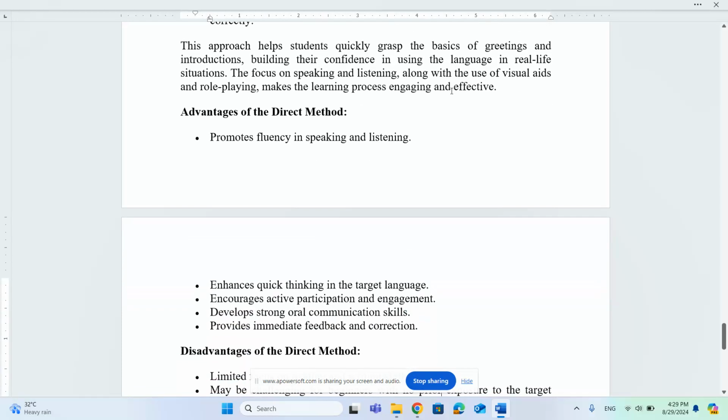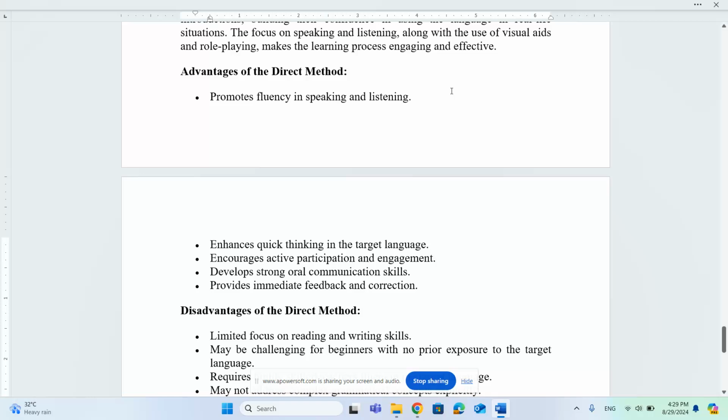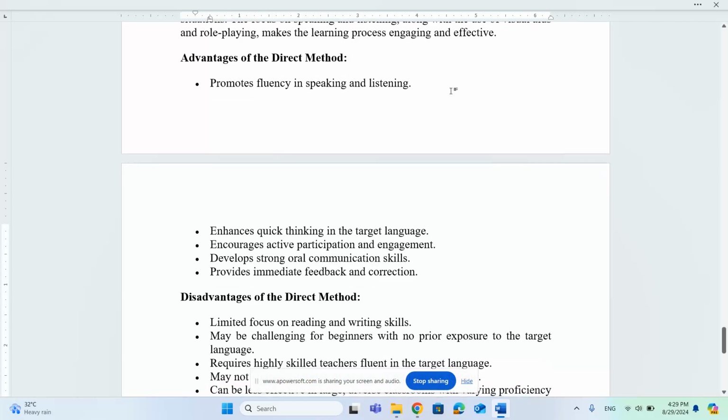Now, what are the advantages of this direct method and what are the disadvantages of the direct method? Let's talk in brief. First of all, advantages. I have mentioned five advantages and five disadvantages. Like, it promotes fluency in speaking and listening. If you teach the language with the help of the direct method, it helps to promote the listening and speaking ability of your students.